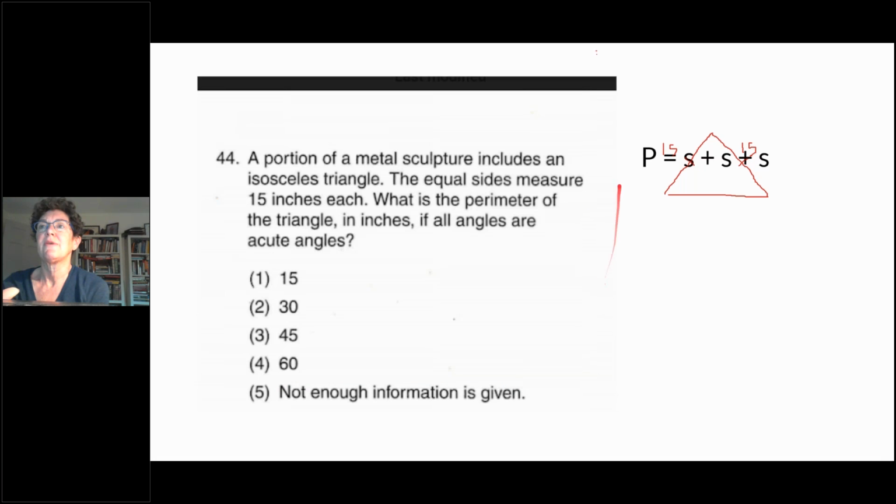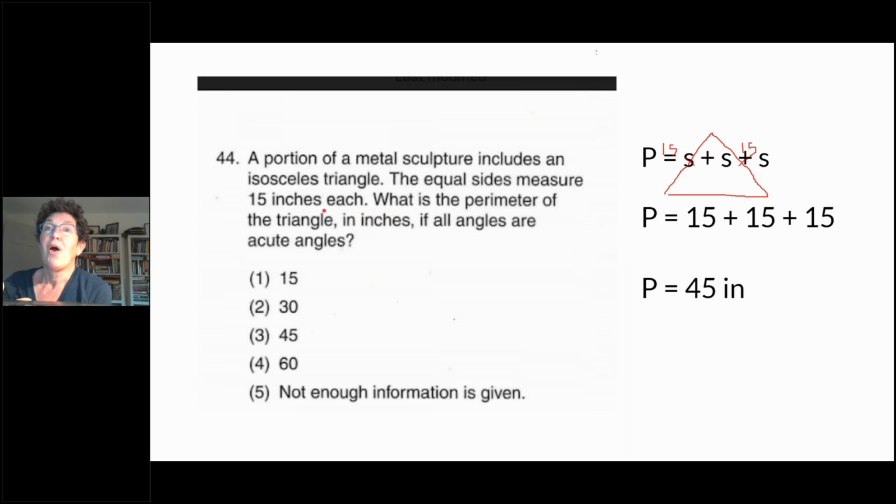Let's get there. So perimeter equals side plus side plus side. And I said 15 plus 15 plus 15. So clearly when I made this, I did not get to the right answer. I thought it was an equilateral triangle, and there's my answer. So I actually was tricked when I made this. This would not be the right answer. The right answer is not enough information is given.